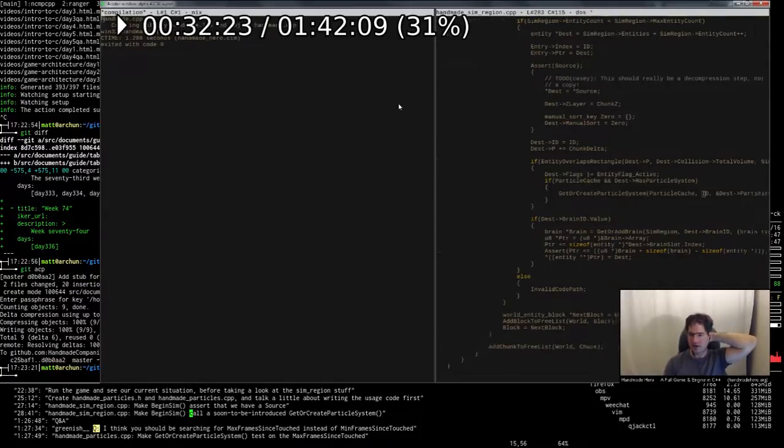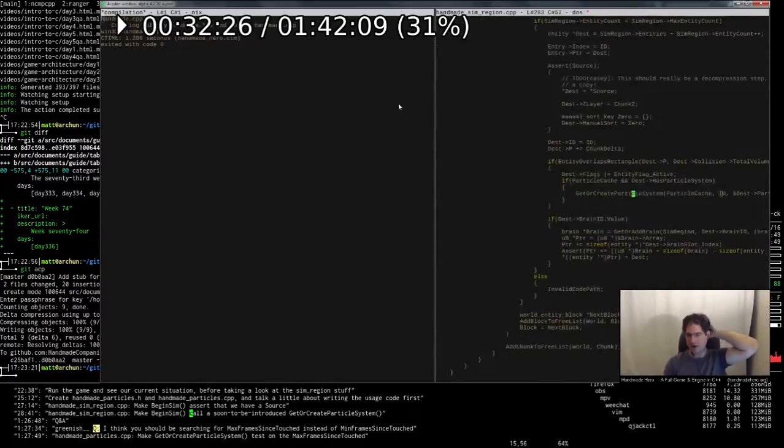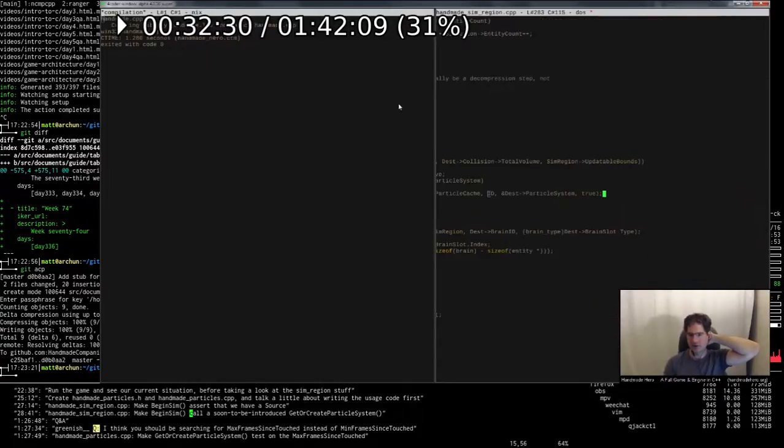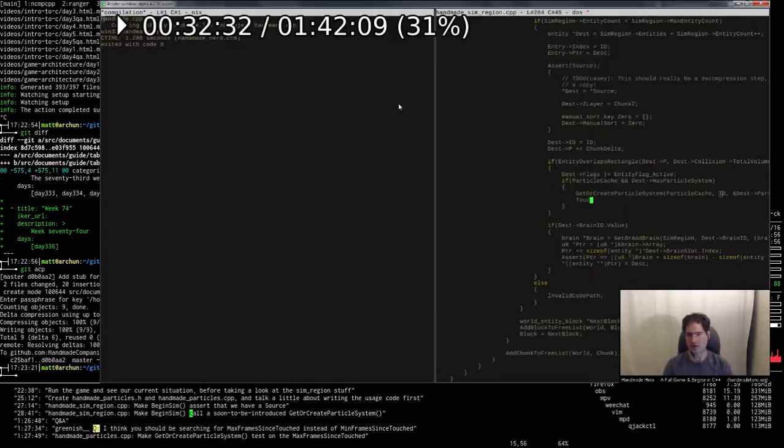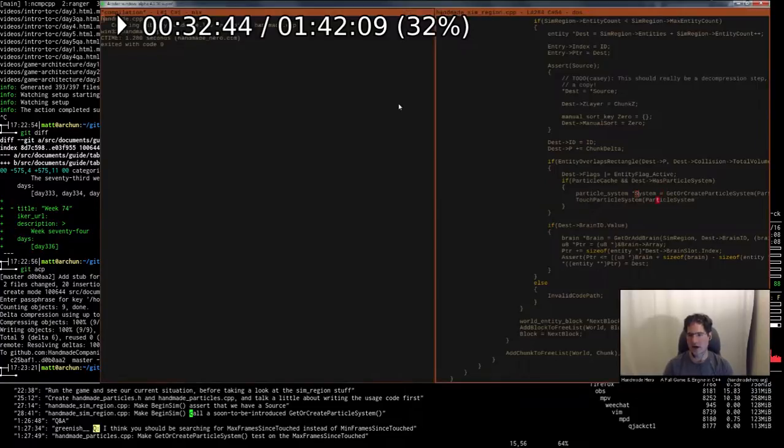Now, when I do get or create particle system, I suppose I should also say something more like that this touches the particle system as well. So I could do something like touch particle system. I don't know what I'd do here. Like that. I'll just say, okay, we'll touch the particle system as well.